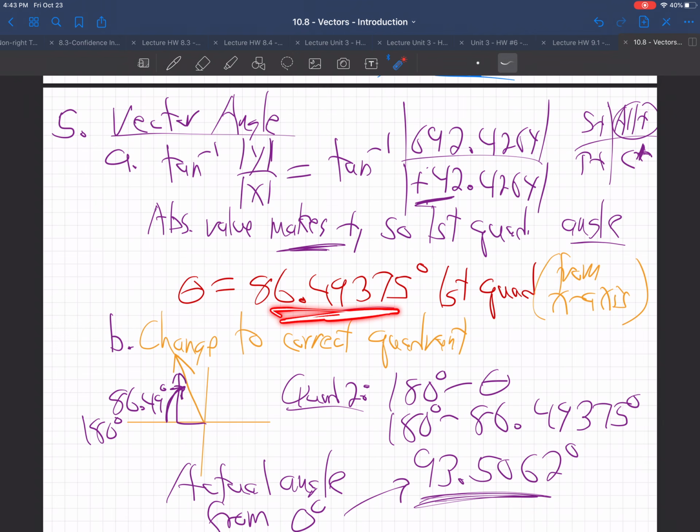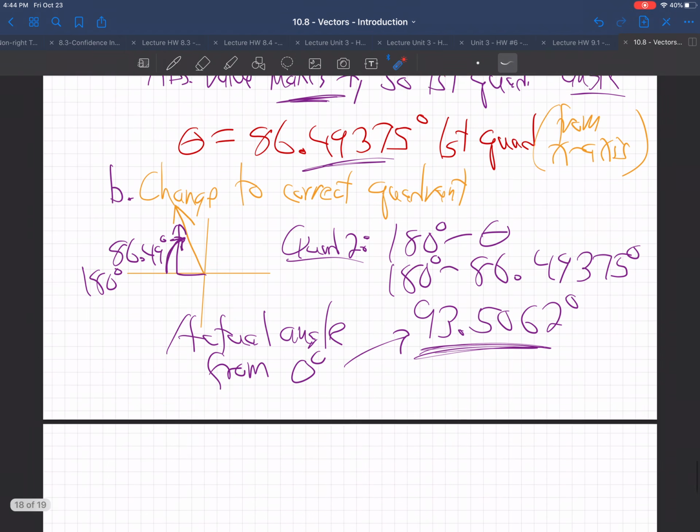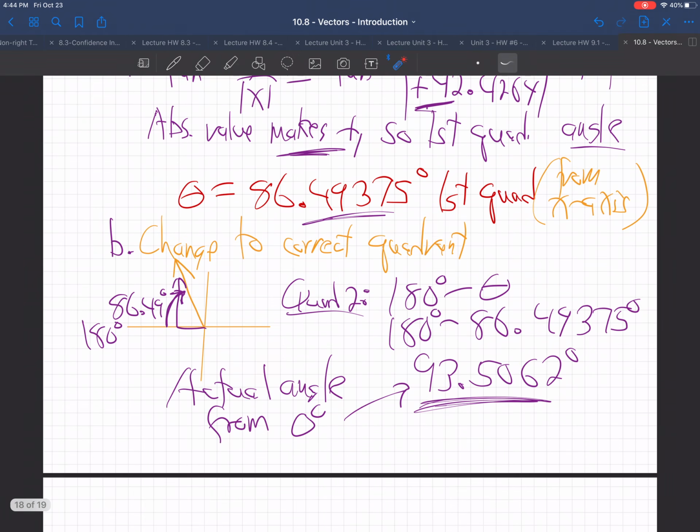That way you get a first quadrant answer, which means that's how far it's from the x-axis. But then you change to the correct quadrant. So what is the right quadrant in this case? Quadrant 2. We already know the resultant vector is in quadrant 2. So it's 86 degrees from the x-axis in that quadrant, which means it's 180 back up the 86. 180 minus 86. Get the 93.